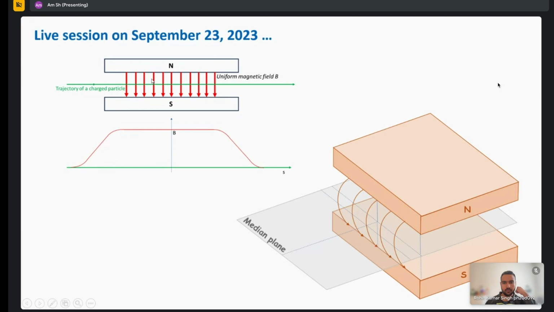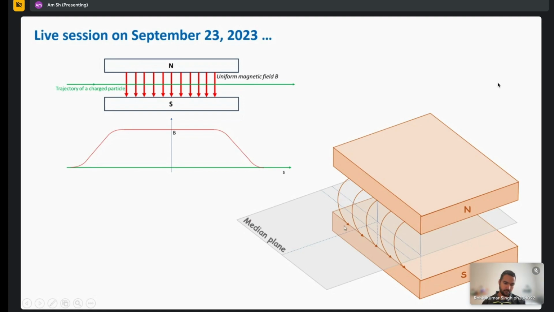If we see how this gradual fall happens, in this area, how the field lines will look. So this is the north pole, this is the south pole, this is the mid plane, meaning exactly the plane in between these two poles. So the field lines will look like this, a curvature type thing here.